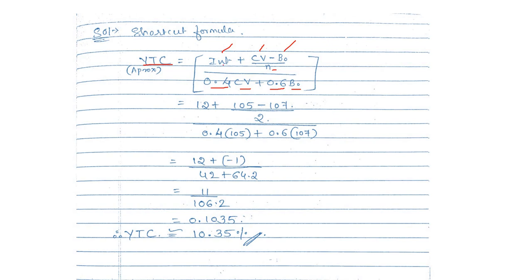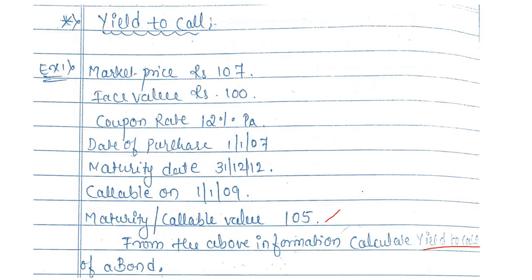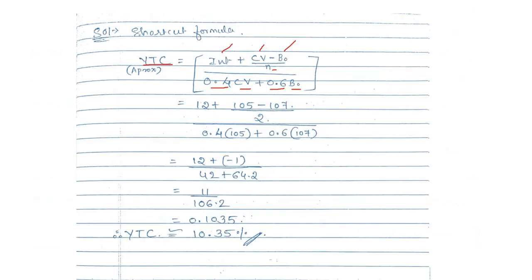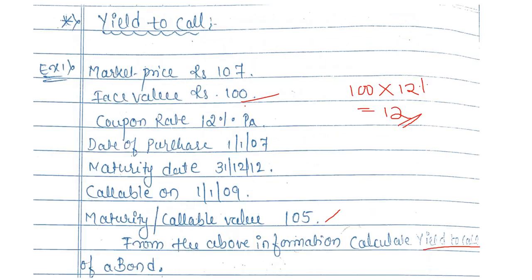First is interest. How to calculate interest? See here, the face value is 100, correct? On this 100, how much interest are we getting? 12%. So 100 into 12% gives 12 rupees. This is the interest. So here interest is 12, plus what we want is CV. CV means callable value.